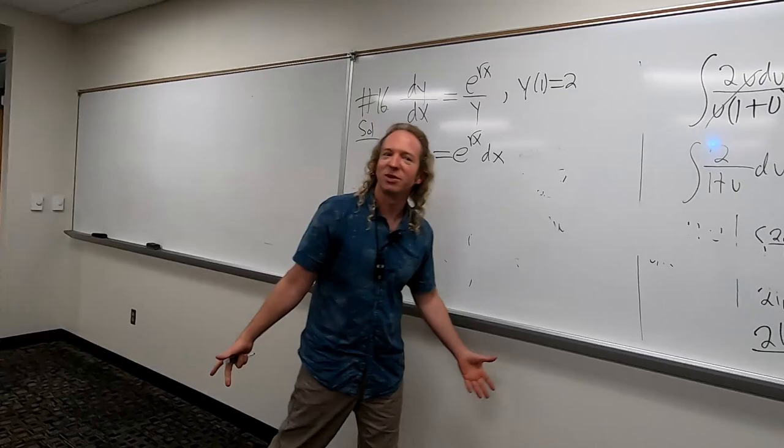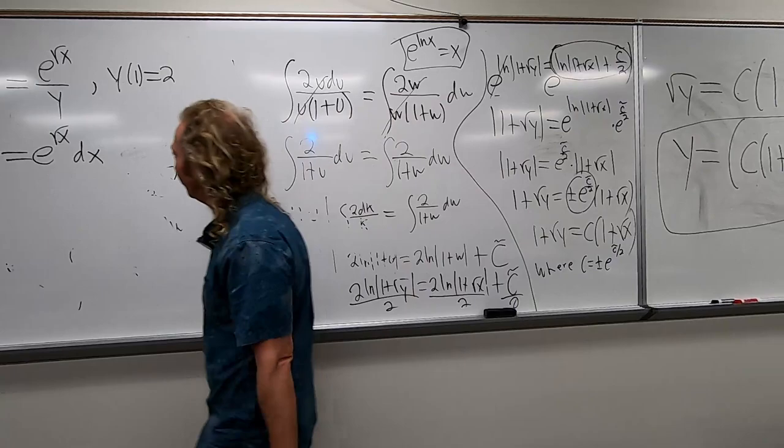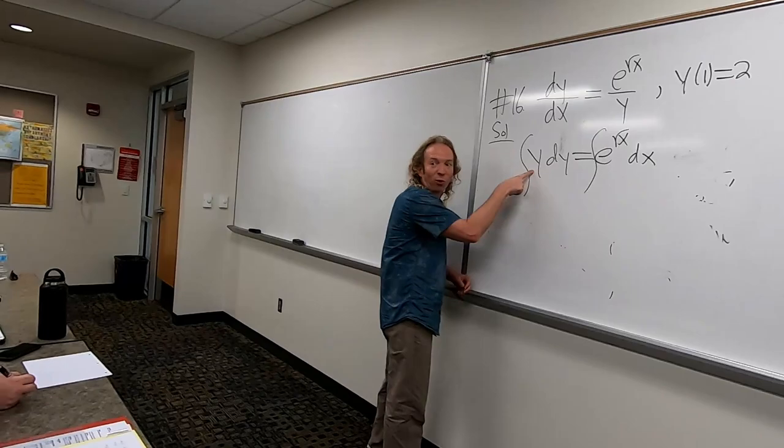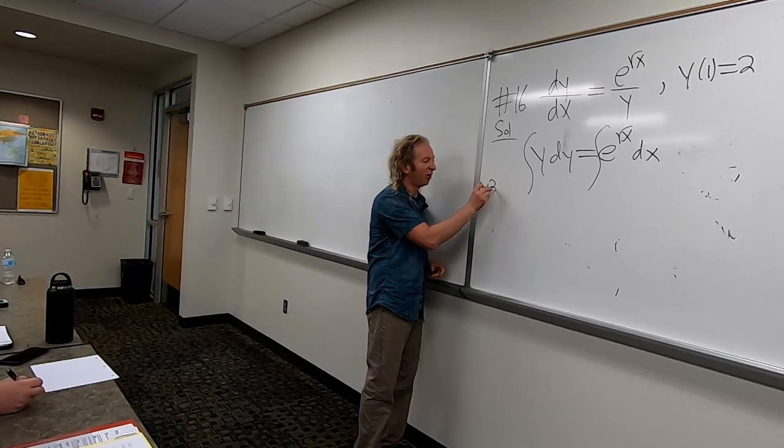What do we do next? What's the next step? Integrate. Yeah, integration. So this part's really easy, right? The y, there's a 1 there, right? So we'll just get y squared over 2, I believe. Yeah, y squared over 2. I'll worry about the c later.